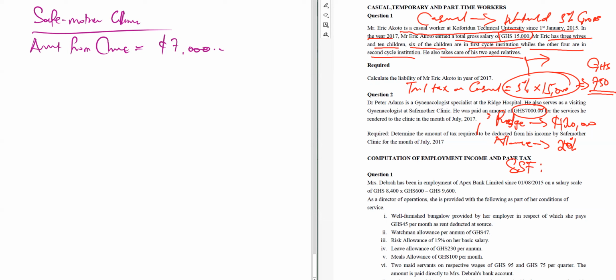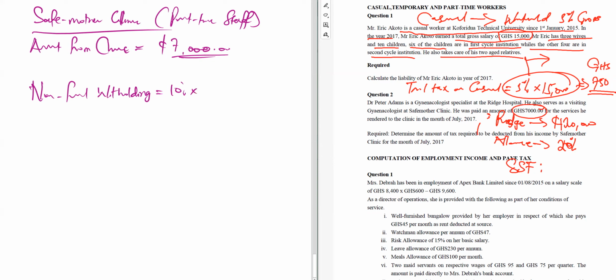If he receives 7,000, we are now going to withhold what? Here is a part-time staff. I told you part-time employment, how much do we withhold? It's 10%. Is it final withholding? It's non-final, it's on account. So in that case, we take 10% of the 7,000, which is 700 cedis. But this 700 cedis is on account of his income, meaning that when you get your actual tax, you are going to claim this as a credit.